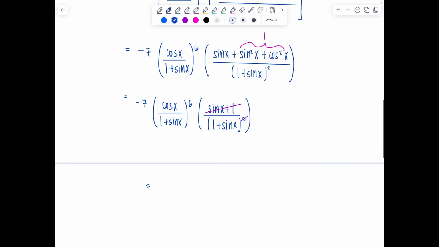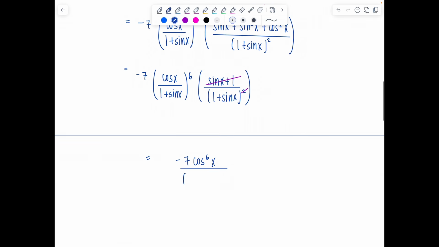Our final answer is negative 7. I would distribute the exponent now. So cosine x to the 6th over, and then count it up correctly. So we've got 6 factors of 1 plus sine x here, 6 of them, and then one more. So altogether that's 7. Yes. No, that wasn't on purpose. Okay, and then let's box it with pride.